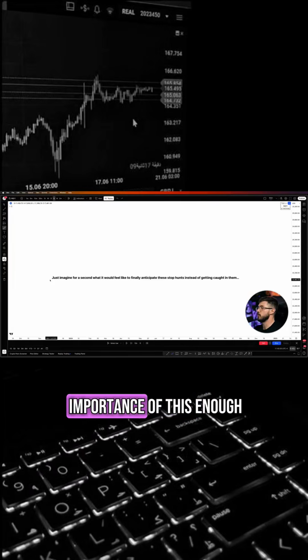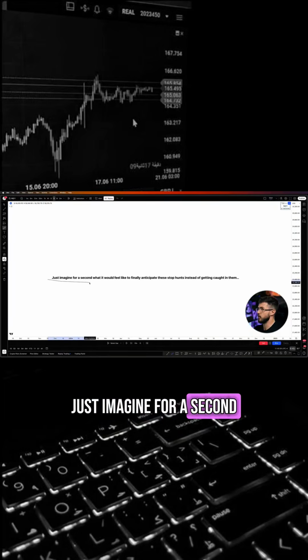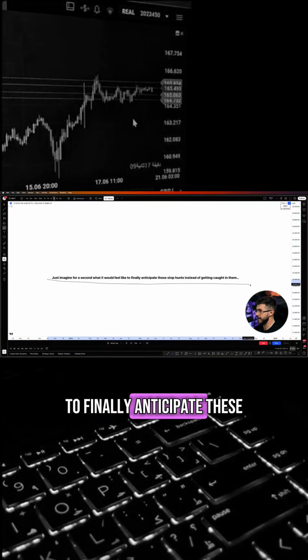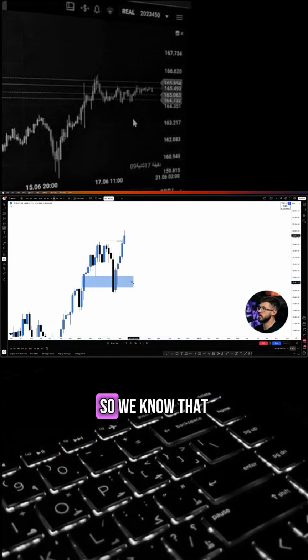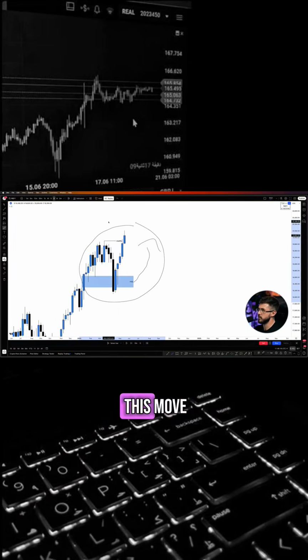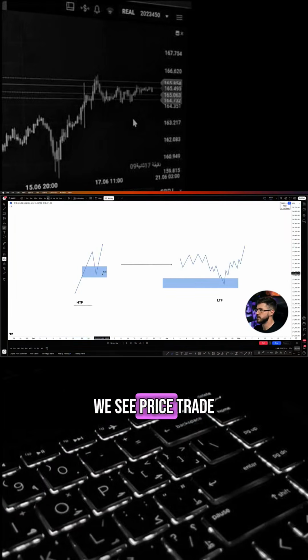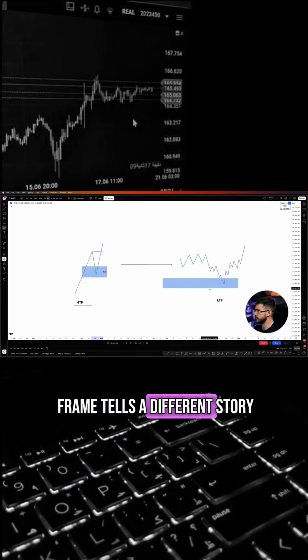Now, I can't stress the importance of this enough. I mean, just imagine for a second what it would feel like to finally anticipate these stop hunts instead of getting caught in them. So we know that price goes from fair value gaps to swing points, but how do you actually make money on this move? On the higher time frame, we see price trade into a fair value gap and go straight to liquidity, but the lower time frame tells a different story.